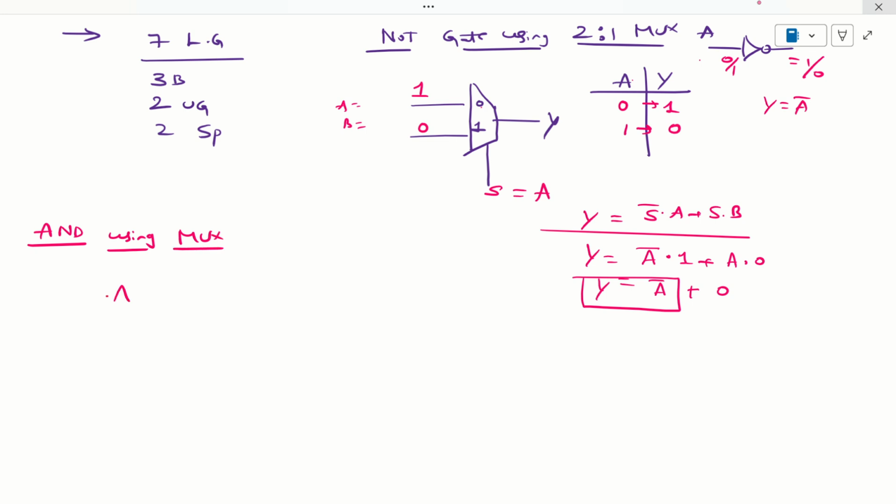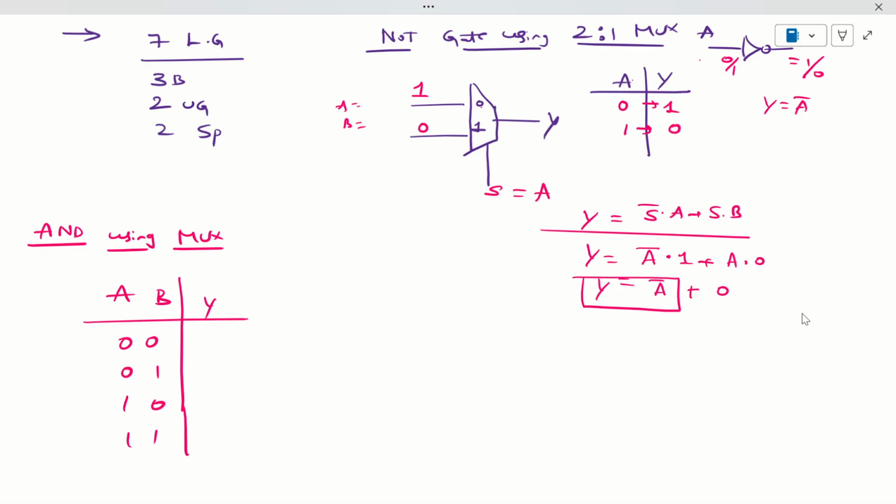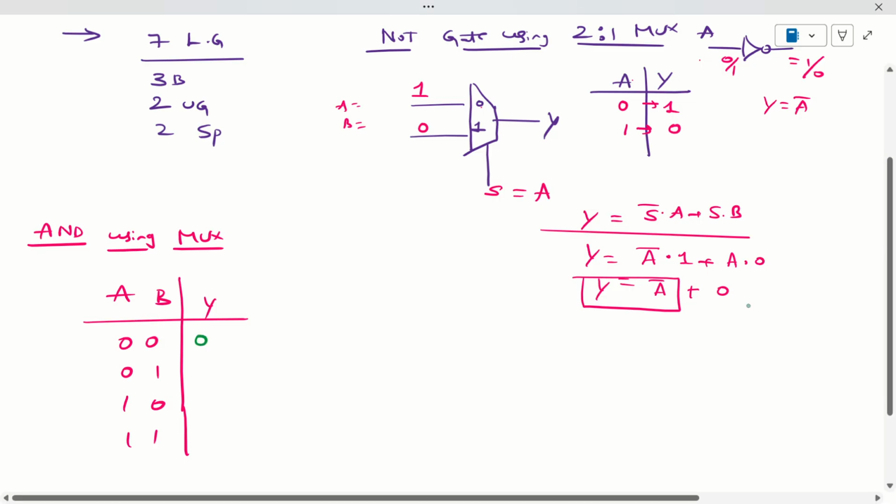Here we have two inputs A, B and one output Y. As per the AND gate, the input combinations are 0 0, 0 1, 1 0, 1 1, and we have four outputs. For the AND gate, if both inputs are 1 then the output is 1.